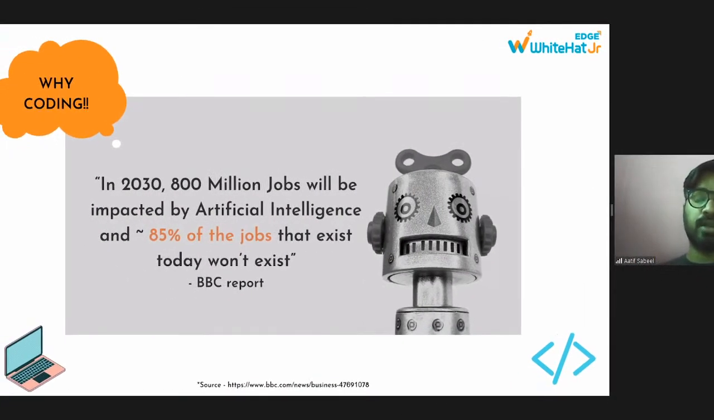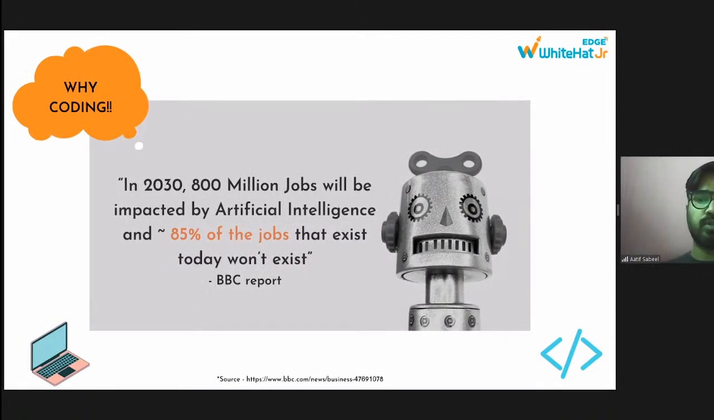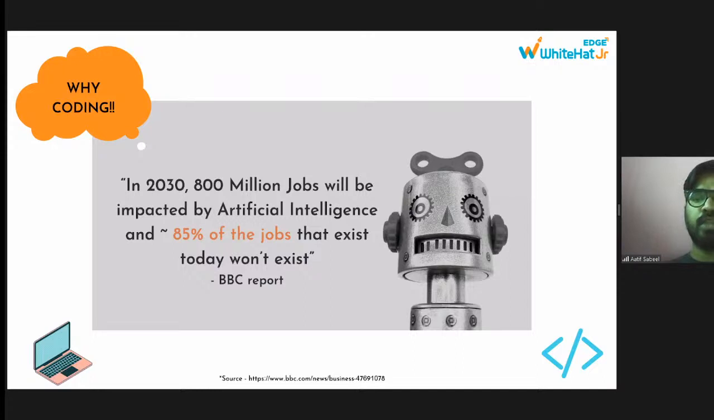We don't have to be the part of the impact. Okay, we have to be the part of the growth. So if we have to be the part of growth, we need to learn coding. Okay, so let me give you an example.